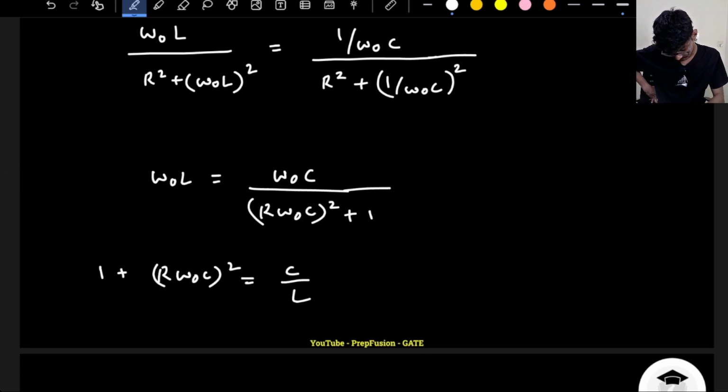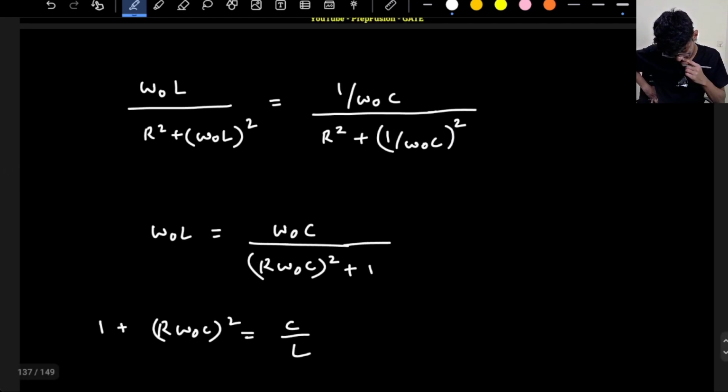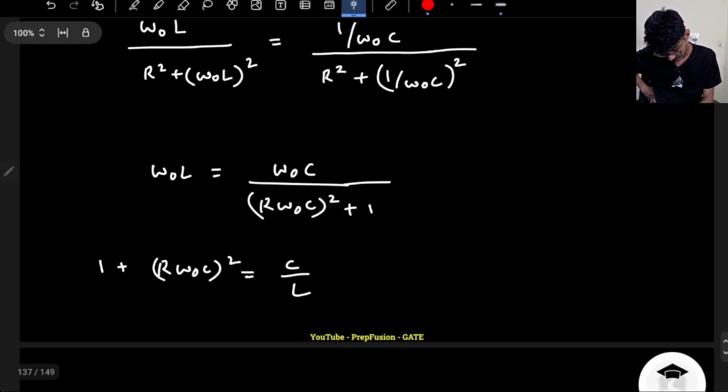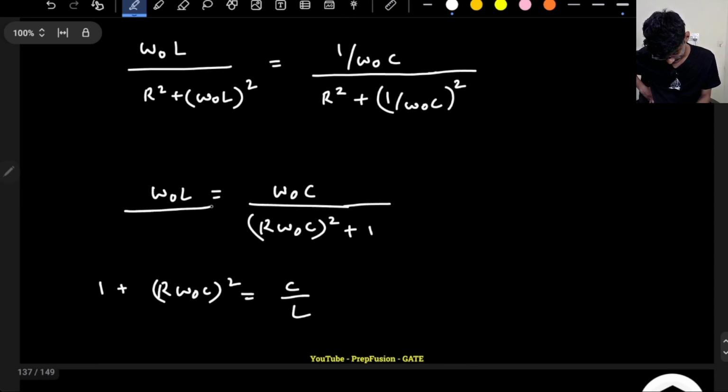Somewhere I may have done something. Okay, here, right? Still I have this R square omega L. So this is still there, right? Okay, this will go there. Okay, I forgot that in the denominator I have this term, right, R square plus omega naught L whole square.